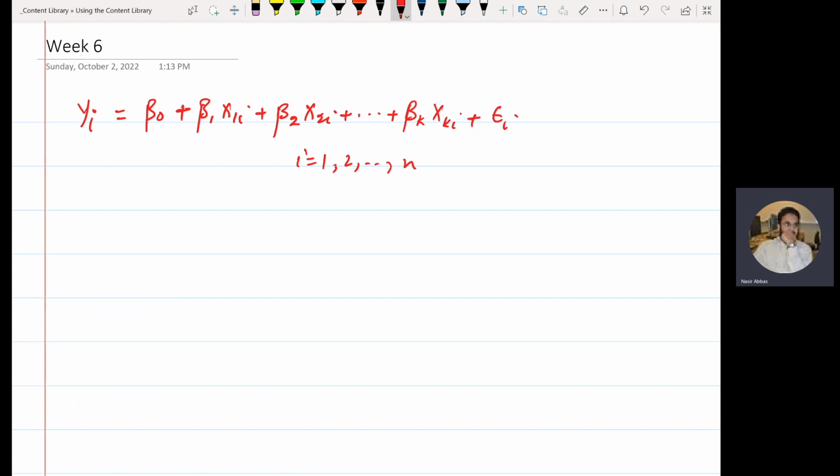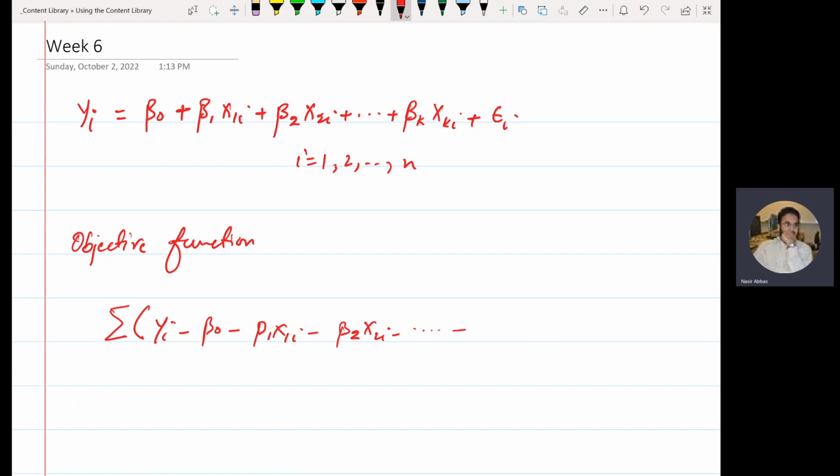You should do this. You have an objective function, which is the summation of (yi minus beta naught minus beta 1 x1i minus beta 2 x2i minus all the way up to minus beta k xki) whole square. This is summation epsilon i square.